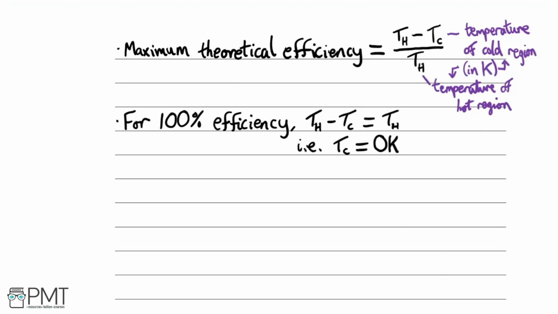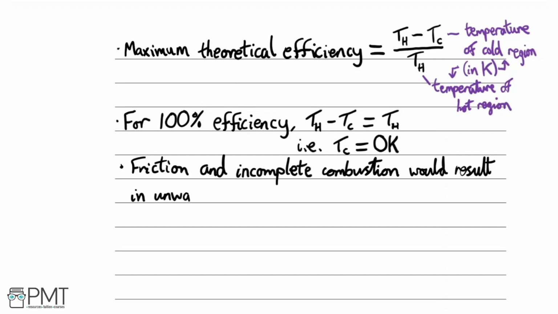But the other thing to consider is that there would be friction in the heat engine, which would mean unwanted energy loss. And the way that energy would be lost from incomplete combustion would be that the products of that reaction would be released with some of the chemical potential energy that could have been taken if the combustion were complete. So let's now move on to the second point.